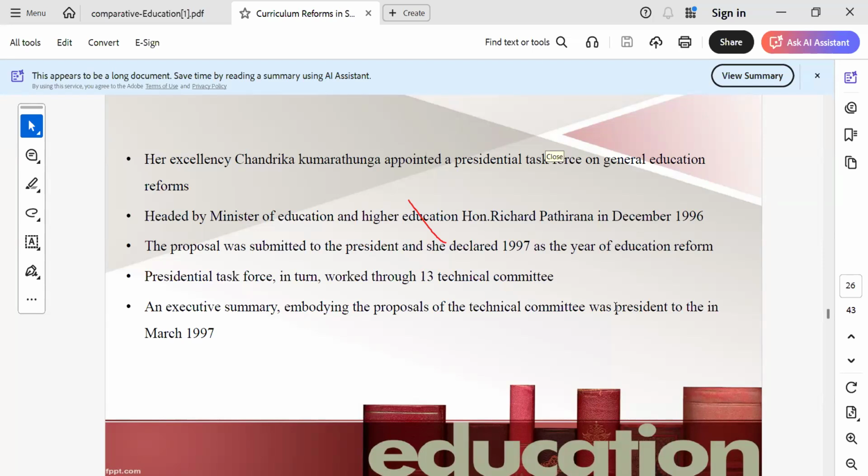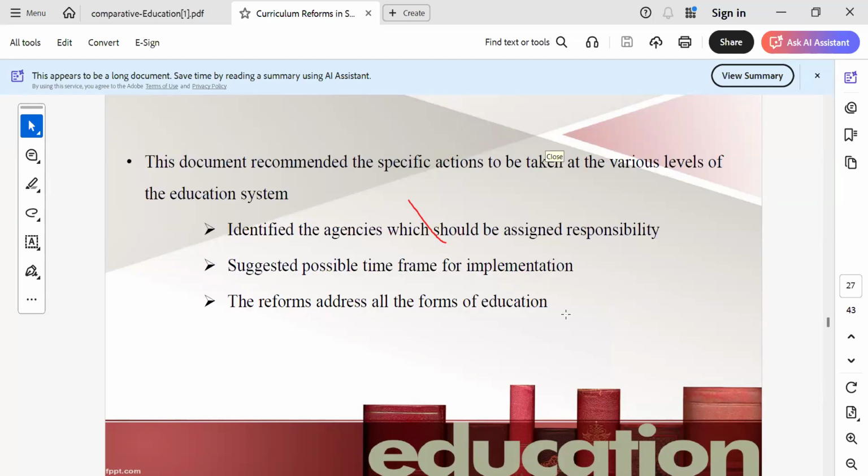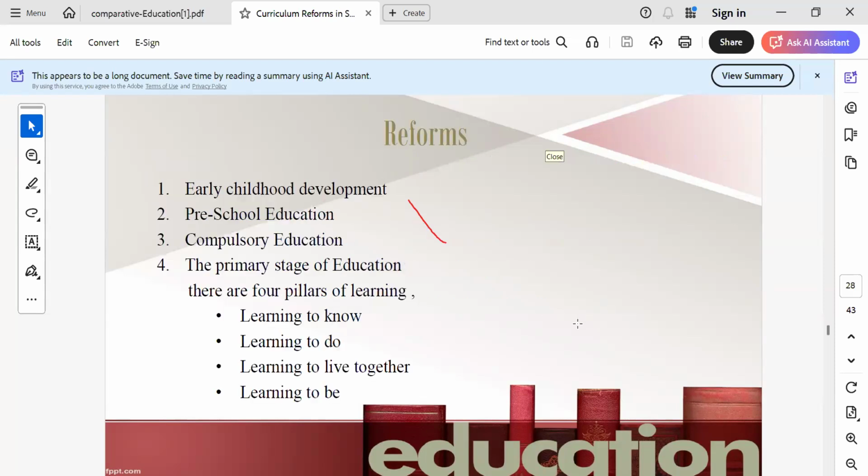So there were 13 technical committees formed, right? They submitted the report in 1997. The document recommended specific actions to be taken at the various levels of the education system, identified the agencies which should be assigned responsibility and the time frame for implementation, and the reforms address all forms of education. So they have submitted the report. These are the reforms in 1997. Right, so one good thing, they have done research. They have gathered so much information. 13 committees worked on it, and they prepared these reforms, right?